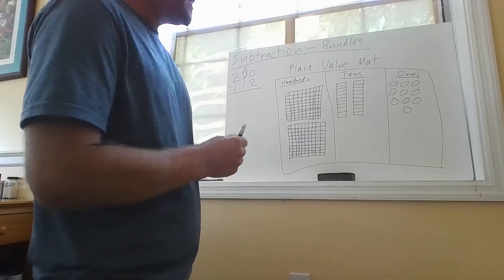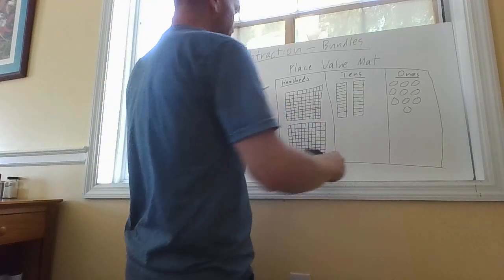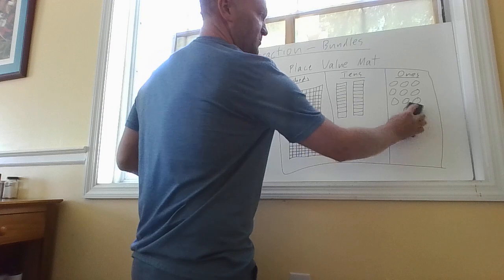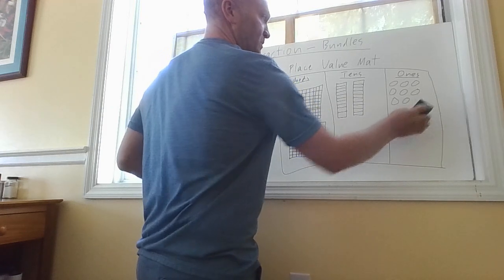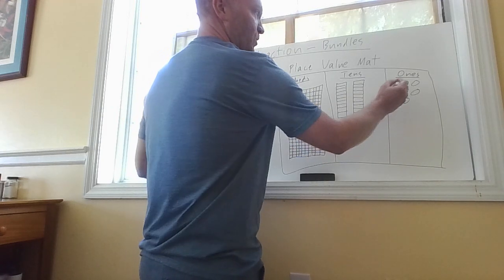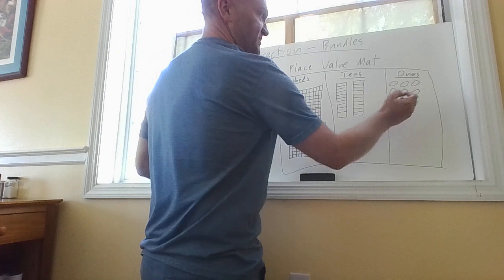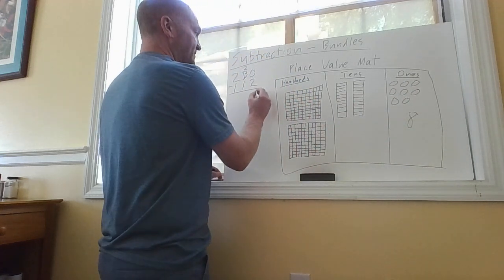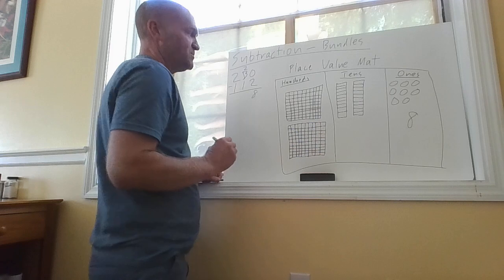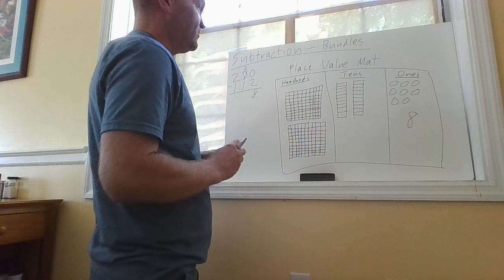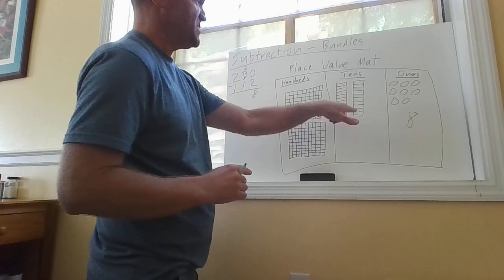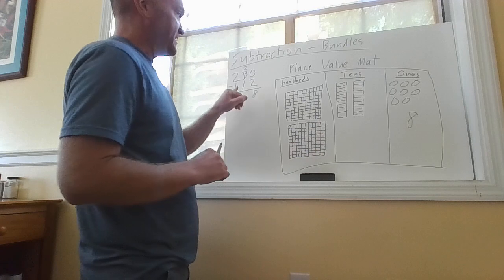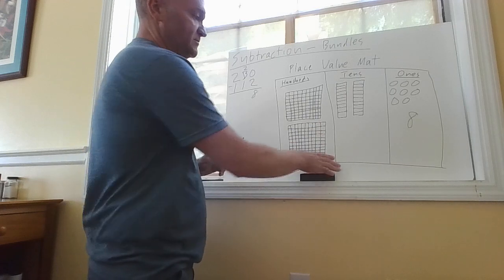So now I can take 2 away from those ones. 1, 2. And that leaves me with 1, 2, 3, 4, 5, 6, 7, 8. So I can go ahead and write that down here for my ones place. Now I have two tens left and I need to subtract 1 ten.